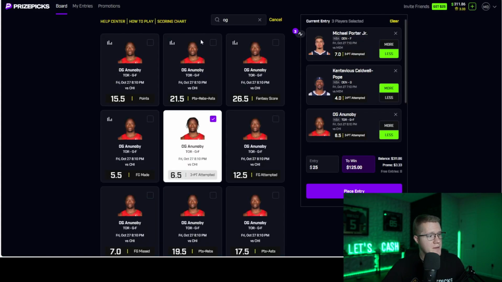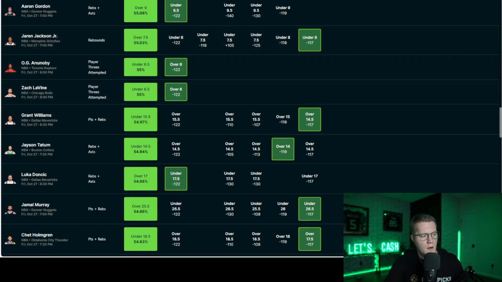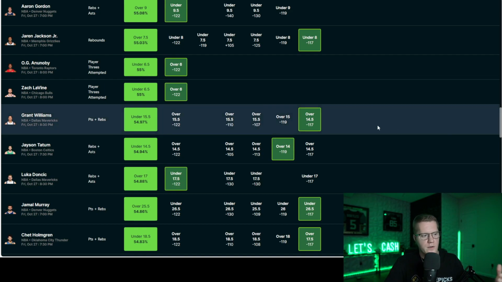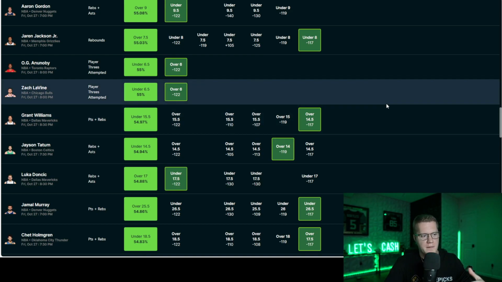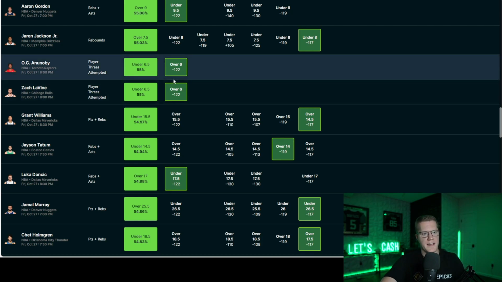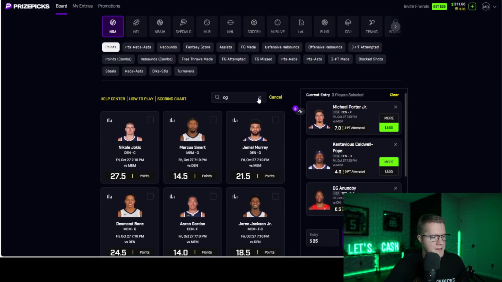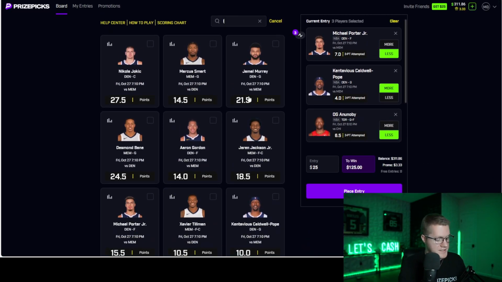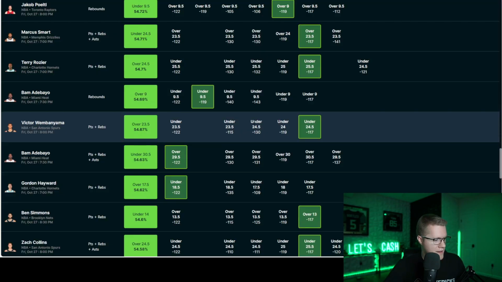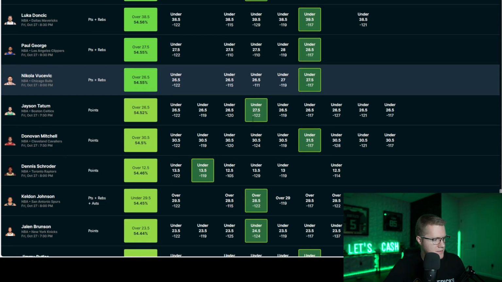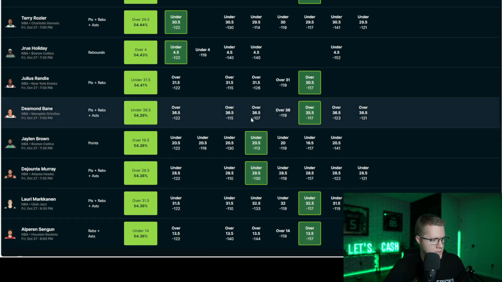But again, I'm grabbing the best bang for my buck, which is why I'm including all these in a 5-man flex slip, as opposed to a 2-man power, because earlier we described 2-man powers as being basically worthless. There's no point in hitting a 2-man power because the hidden juice is a lot higher than on a 5 flex. And then again, going down here, another niche market: Zach LaVine under 3 points attempted, under 6.5. And scrolling down, it looks like there's not too much more here to observe.